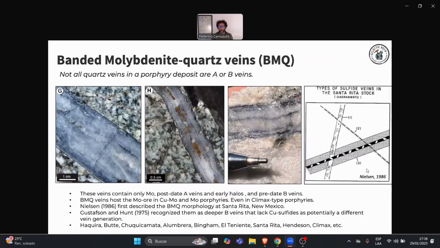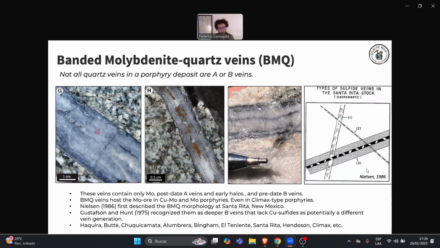The other point I mentioned before is that not all the quartz veins in a porphyry deposit are A or B veins. We have other generations of veins. Here are some examples of what we call banded molybdenite quartz veins, or BMQ. These were described very early on without that name. This is work by Nielsen in the 80s from the Santa Rita stock, where you can see that banding.